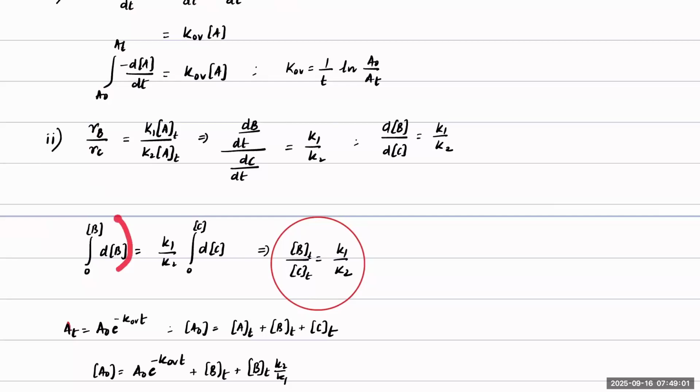Now I can write the equation for dB by dC is equal to K1 by K2. This is the equation we have. So from here, if I integrate that, I can get B by C is equal to K1 by K2. So at any point of time, the concentration ratio of B and C will always be equal to K1 by K2. Agreed?